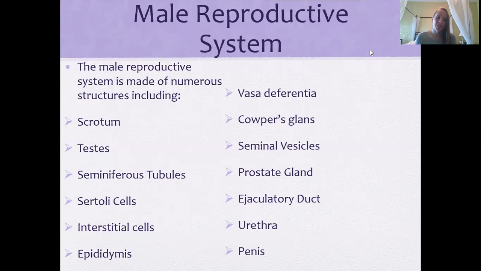For the male reproductive system, we're going to be looking at all of these different structures: the scrotum, testes, seminiferous tubules, Sertoli and interstitial cells, epididymis, vas deferens, Cowper's glands, seminal vesicles, prostate gland, ejaculatory duct, urethra, and penis. So for each one of these things on this list, you need to know where they are, what they look like, and what they do.